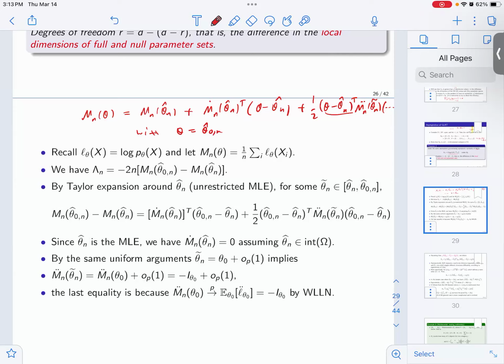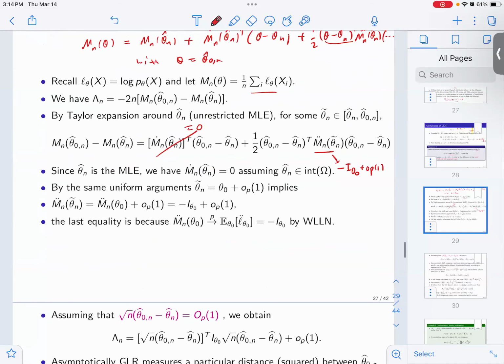Now that's the second order Taylor expansion. And then we know that this quantity is going to be 0 because the MLE is maximizing this. So that's going to be 0. And so we end up with this quadratic term. And by similar arguments to what we had, you remember the stochastic equicontinuity, this is going to converge to the negative Fisher information plus o_P(1).